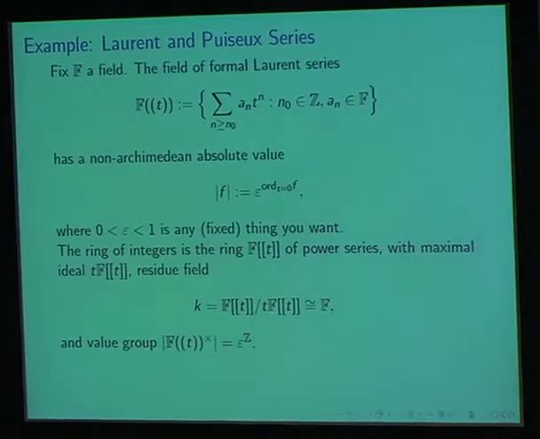The ring of integers, not surprisingly, is the ring of power series as opposed to Laurent series, so no poles allowed. And the maximal ideal is power series lacking a constant term. So just take t and multiply it by a power series. The residue field, again, you're taking power series modulo power series lacking a constant term, you just get back a constant term. So in other words, you get back the original field that you started with. And the value group is just all integer powers of epsilon.